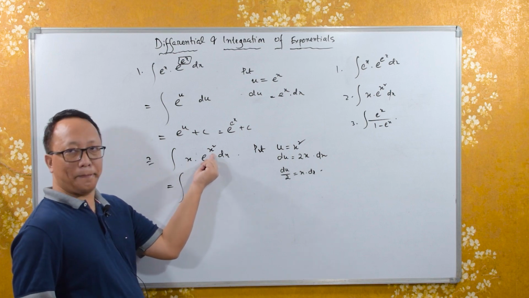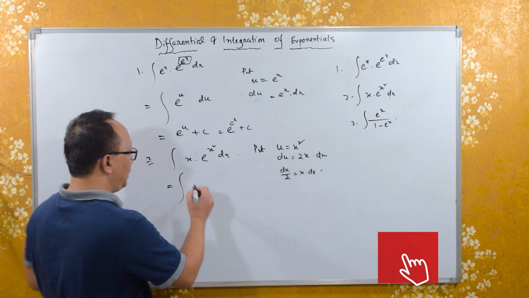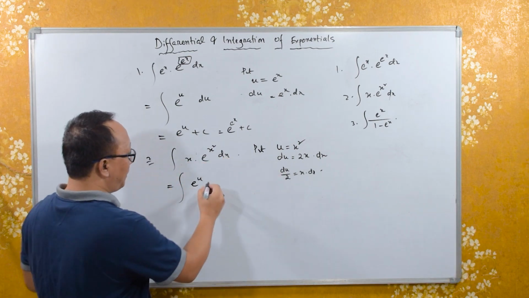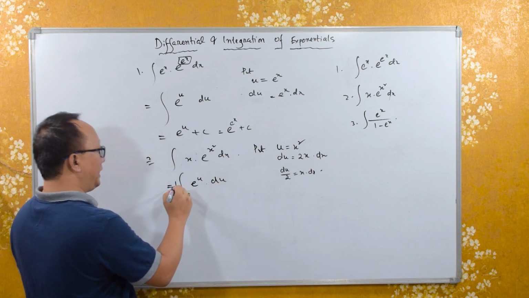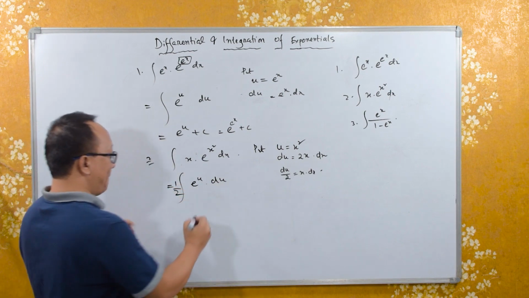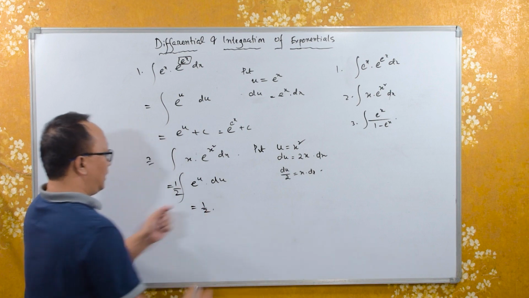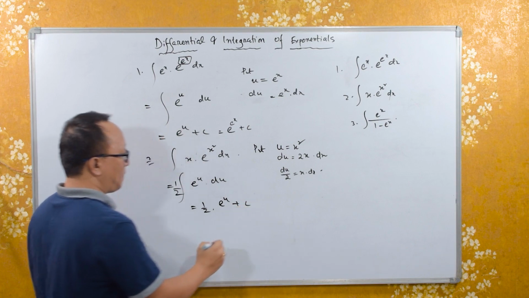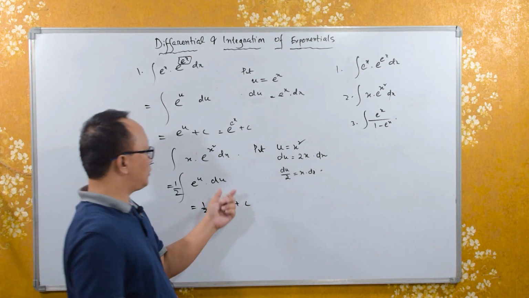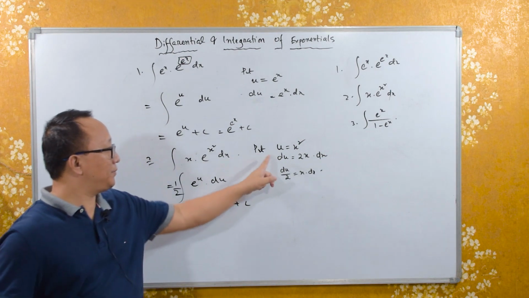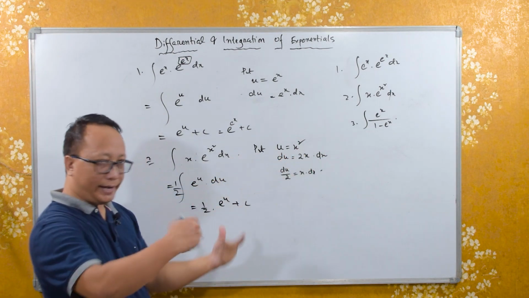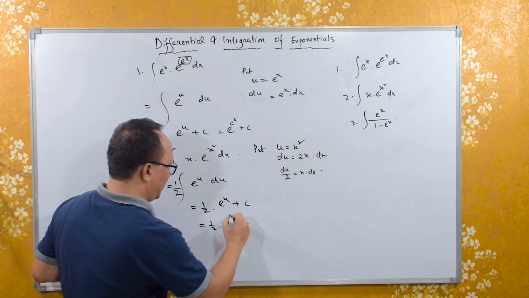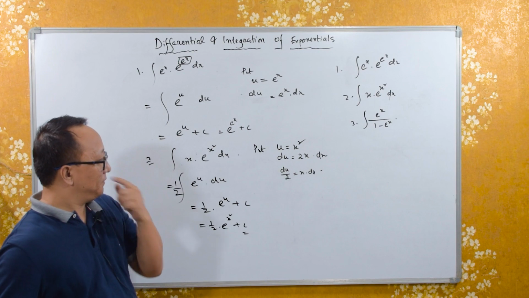Now here, e raised to x square becomes e raised to u, and x into dx is du upon 2. So I can write here 1 by 2. Integral of e raised to u du is the same as e raised to u plus c. Similarly, you cannot stop over here because we already substituted u equals x square. So you have to come back again. It is equal to half e raised to x square plus c. This is the correct answer.